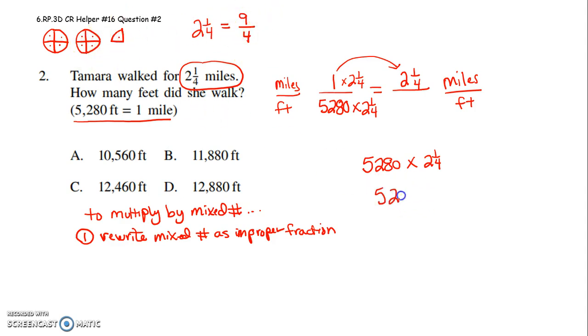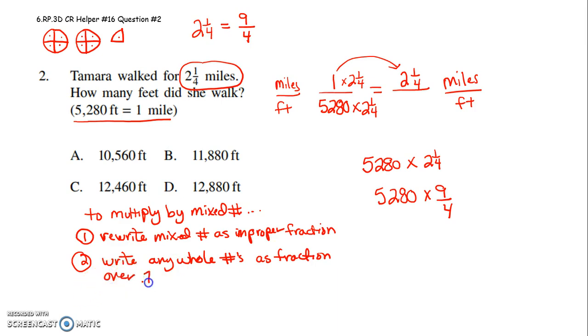So now we have 5,280 times 9/4. Second step, I'm going to write any whole numbers as a fraction by putting it over 1. That's what I'm going to do. Now we can either simplify first or we can multiply straight across the top, straight across the bottom. And so that's your next step.